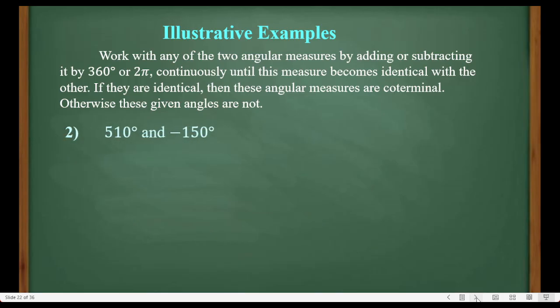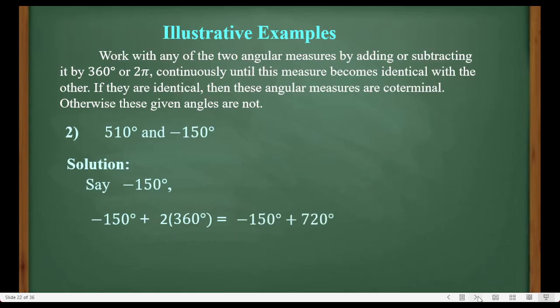Next, number 2. How about 510 and negative 150 degrees? Are they coterminal or not? Let us find out. So we choose negative 150. What do we do with this angular measure? We simply add 360 degrees, by how many times? Twice. And what do we get from this operation? It's 570 degrees, which is obviously not the same as this one. Meaning these two angular measures are not coterminal.